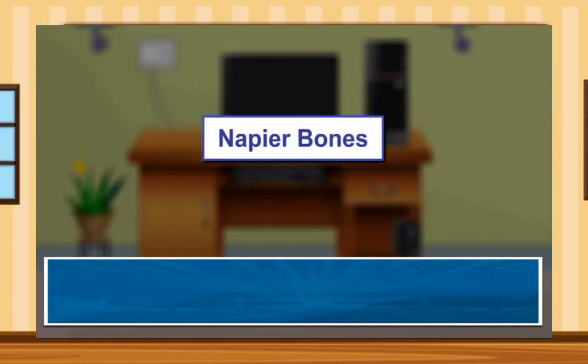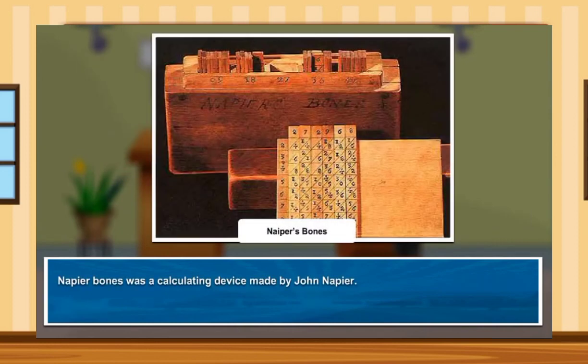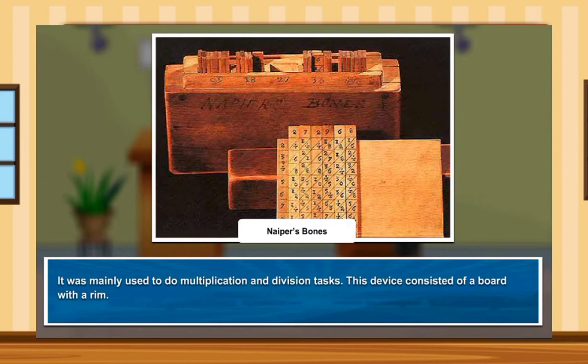Napier bones. Napier bones was a calculating device made by John Napier. It was mainly used to do multiplication and division tasks. This device consisted of a board with a rim. The board's left edge was divided into 9 squares having the numbers 1 to 9. The Napier's rods had strips of wood bearing some numbers for carrying out the calculations.